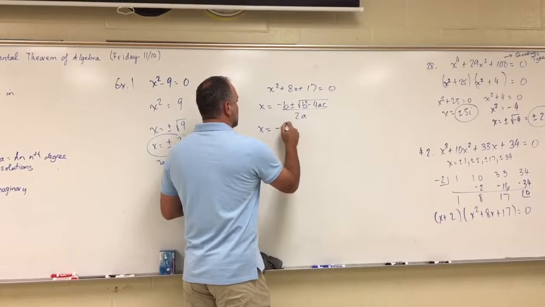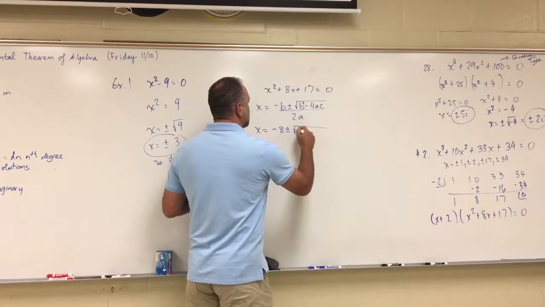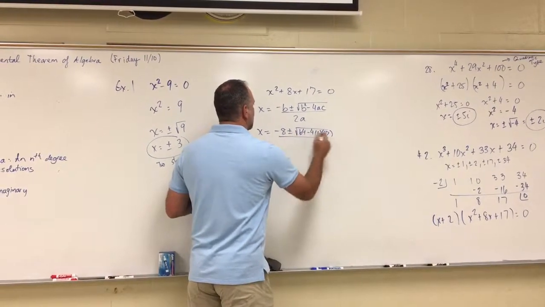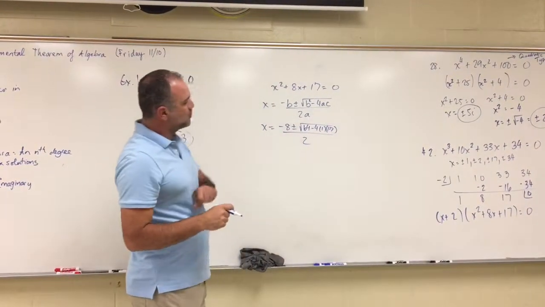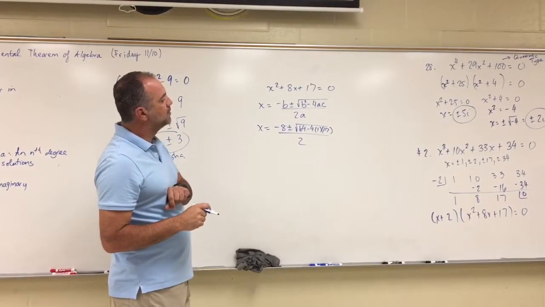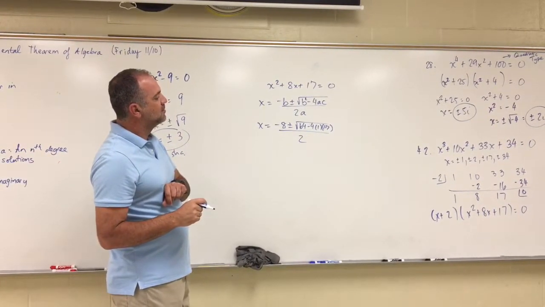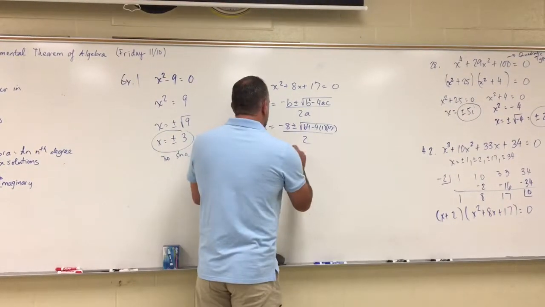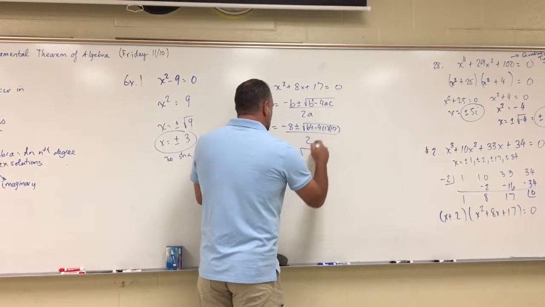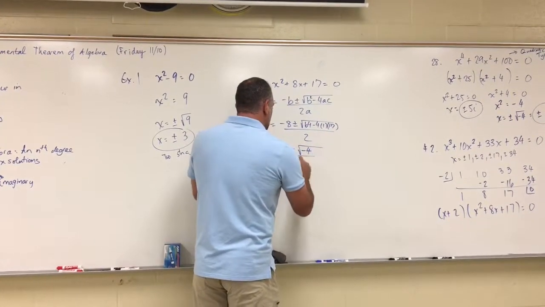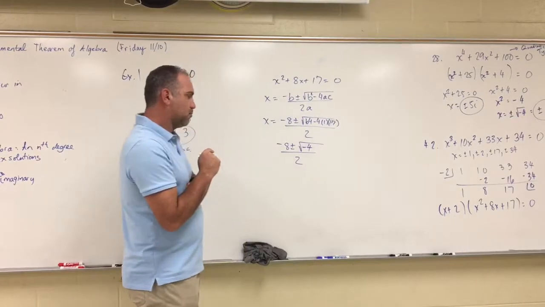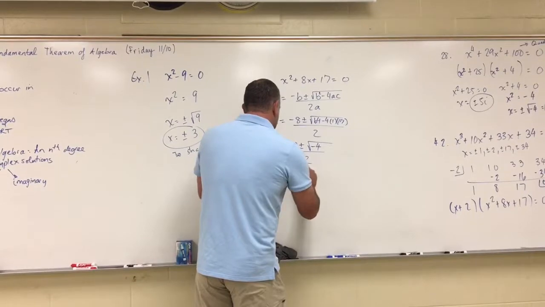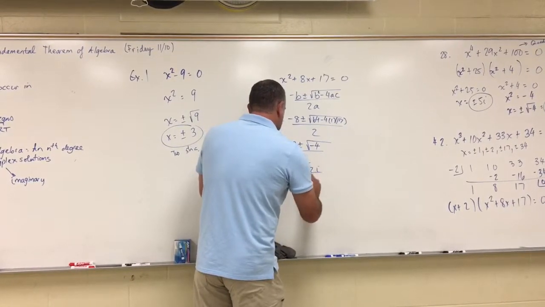If we sub in, b squared is 64 minus 4, a is 1, c is 17, all over 2. So let's see. 4 times 17, what do we get? 68. So we have negative 8 plus or minus the square root of 64 minus 68, which gives us negative 4, all over 2. And what is the square root of negative 4? 2i. So we've got negative 8 plus or minus 2i over 2.